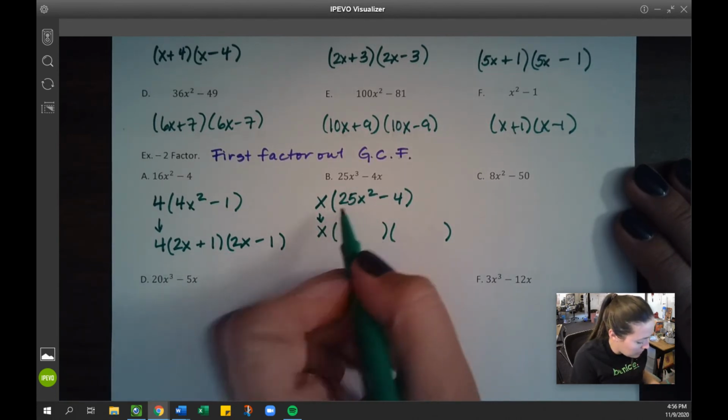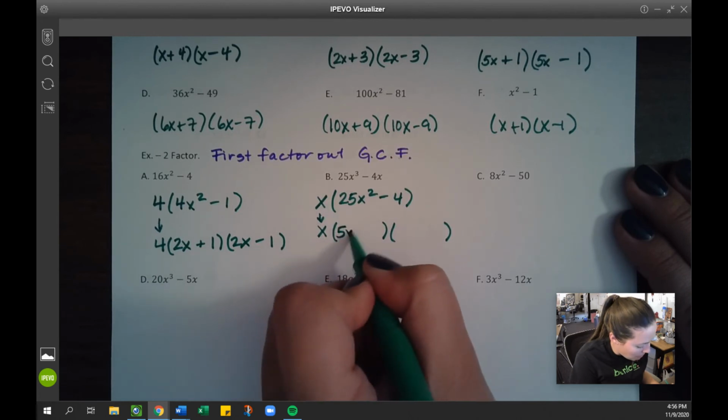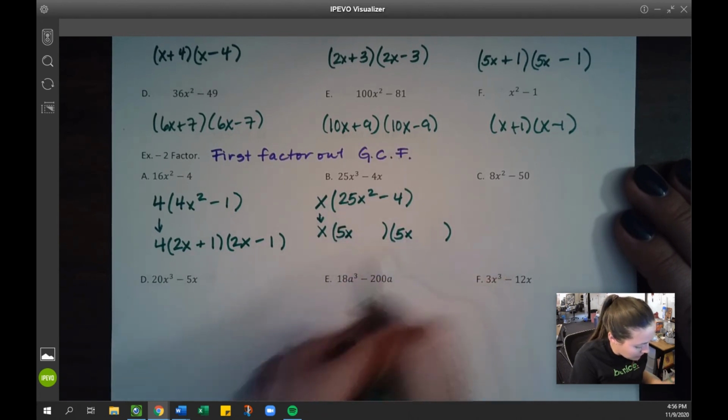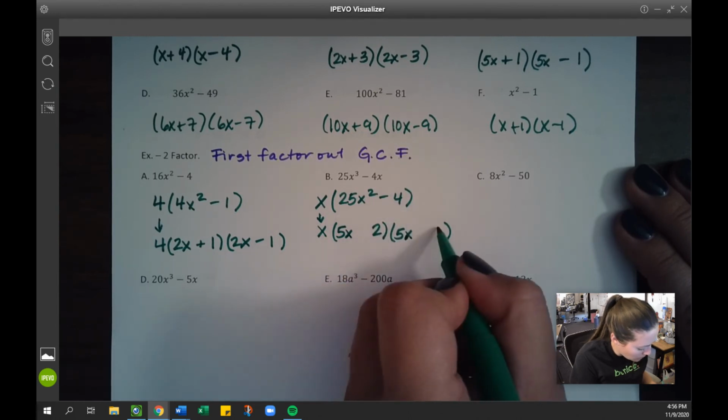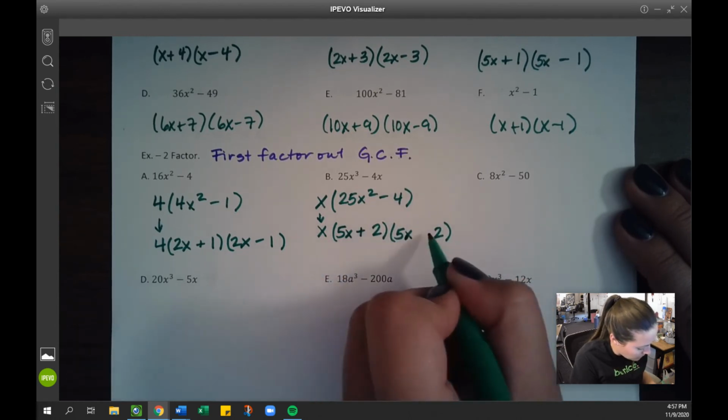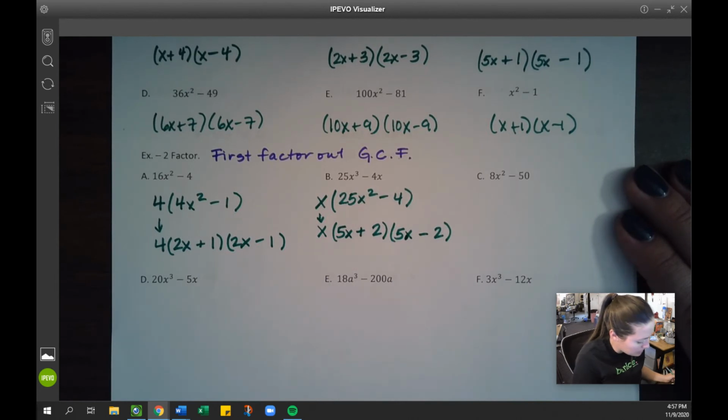What would I multiply by itself to get 25x squared? 5x times 5x gives me 25x squared. To get 4, it'd be 2 and 2. Make one of them a plus and one of them a minus.